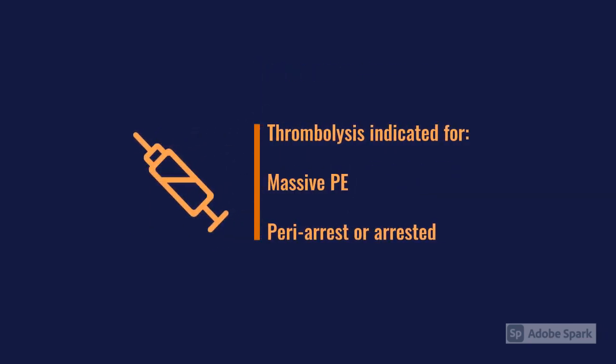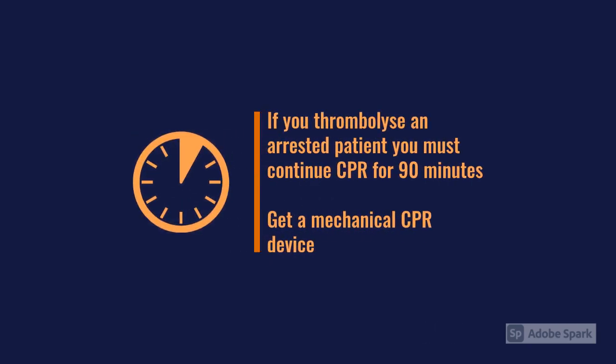Thrombolysis is indicated for a massive PE. As Joe mentioned, that's somebody who's shocked, so systolic less than 90 or that drop of greater than 40 over 15 minutes. And thrombolysis, again, you can use in the peri-arrest patient or your arrested patients if you think that they've got PE. If you thrombolyse somebody who is arrested, you do need to continue CPR for at least 90 minutes because that's how long the thrombolysis takes to completely work.